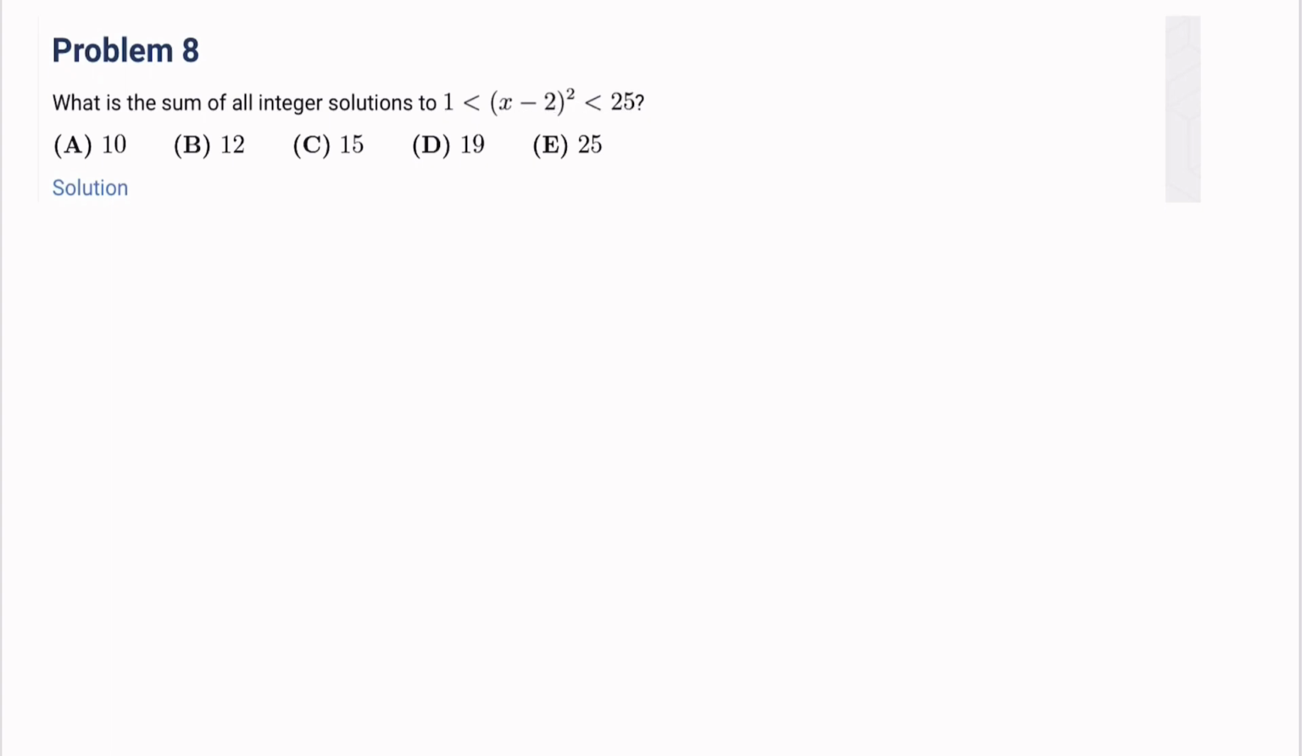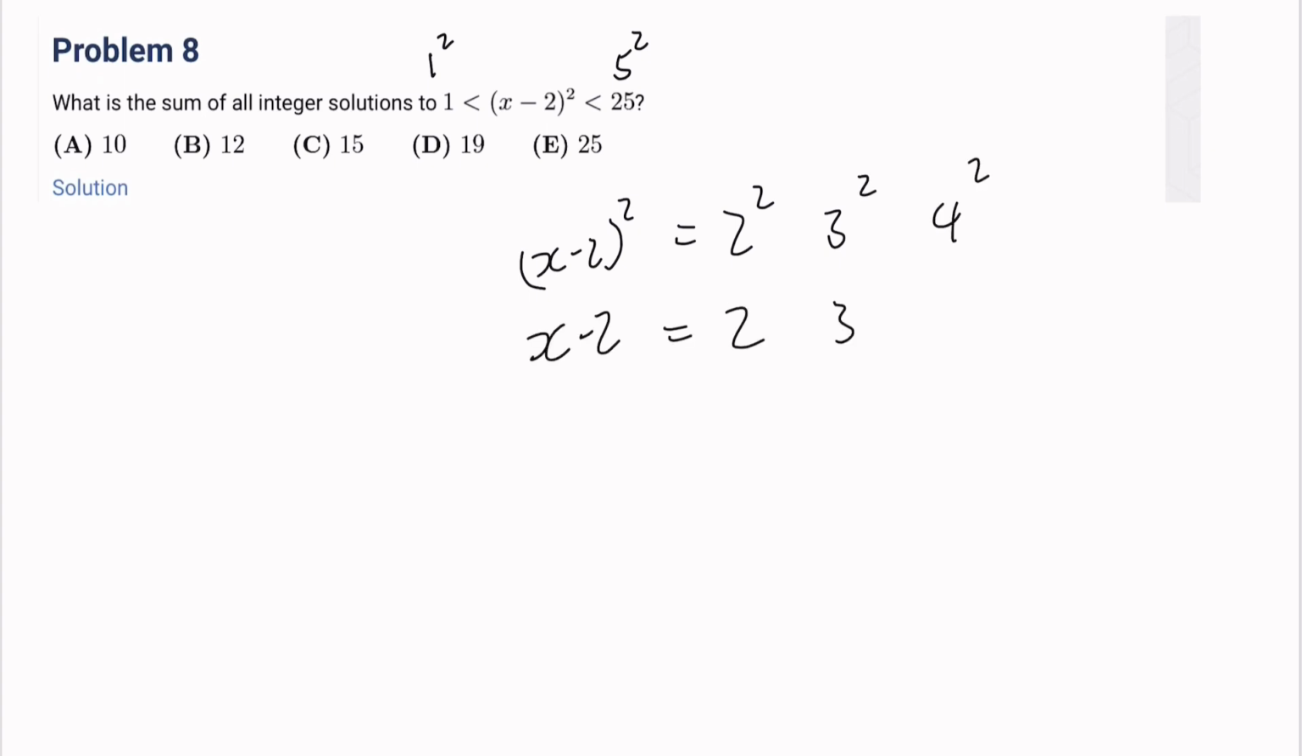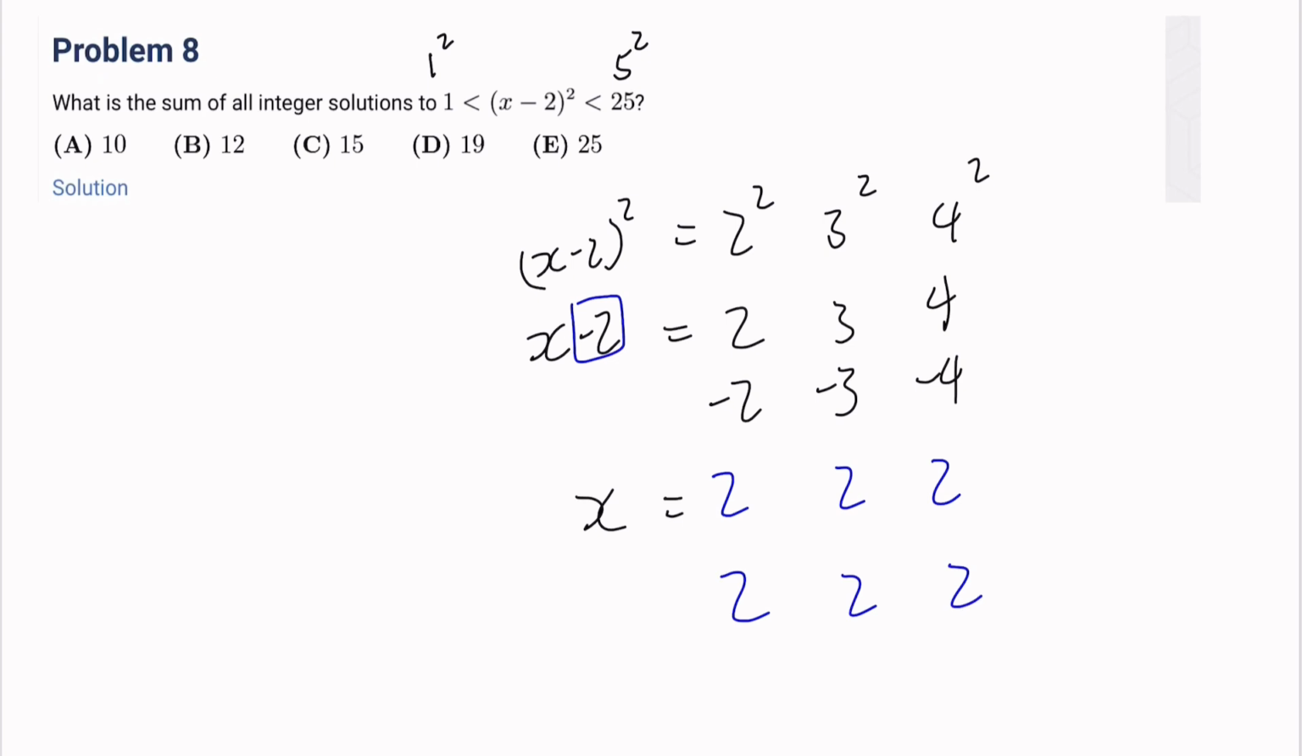And so what we can have is 1 is 1 squared and 25 is 5 squared, right? And so x minus 2 squared can be 2 squared or 3 squared or 4 squared, right? And so x minus 2 can be 2, 3, 4, or minus 2, minus 3, and minus 4, right? And so x will be equal to, this is minus 2, right? So we have to do plus 2, so we need 2 for each. And then we can have plus 2, minus 2, plus 3, minus 3, plus 4, minus 4, right?